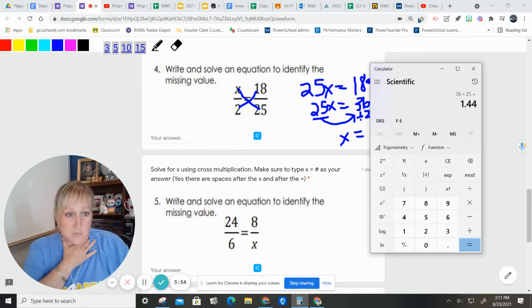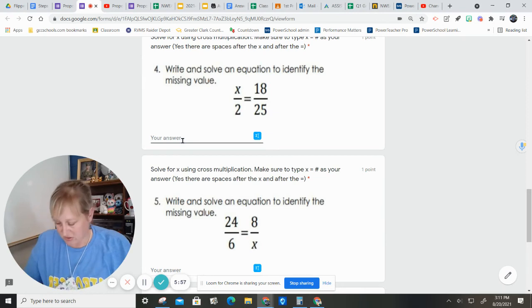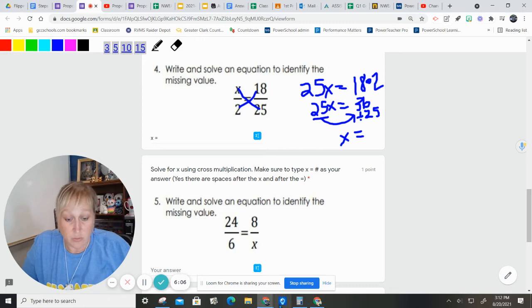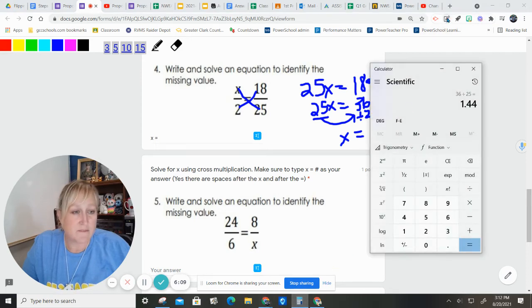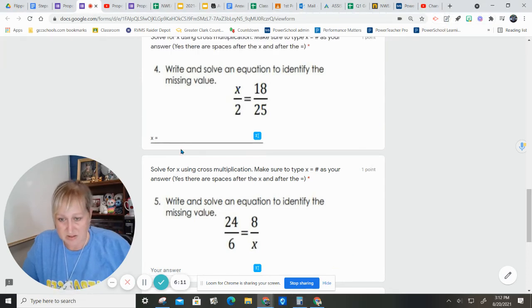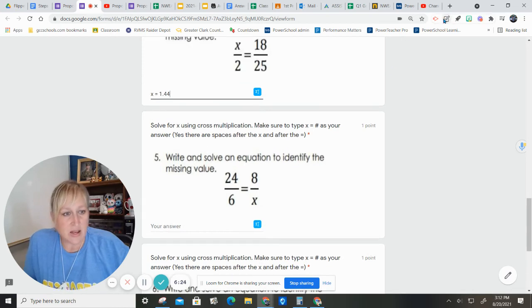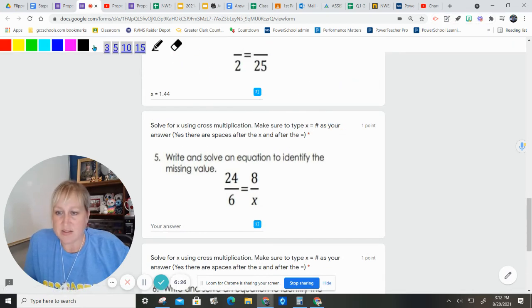1.44. I'm going to double check and make sure that they don't want a fraction before I type this in. And it does not. So we are good to write what I got as an answer, which was 1.44. So x space equals space 1.44, which is 1 and 44 hundredths. Do number 5. So again, I am encouraging you to push pause and try it on your own and come back and make sure that you're on the right track.